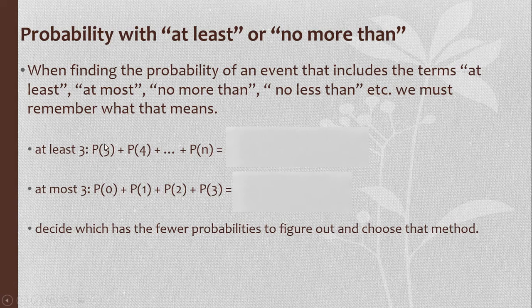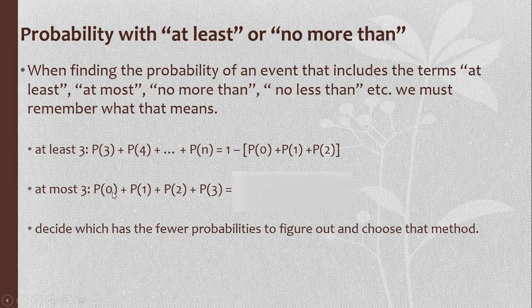So at least 3 is probability 3, 4, all the way up to the probability of n happening. Okay? Another way to represent that would be 1, which is all possible outcomes, minus the probability of 0, probability of 1, or probability of 2 happening. So for this, we could use either one of these, whichever one was easier.